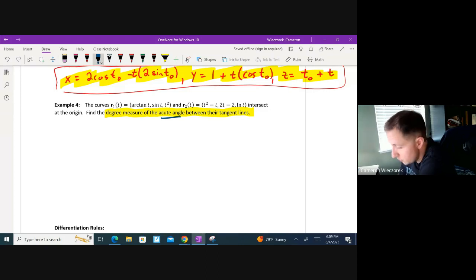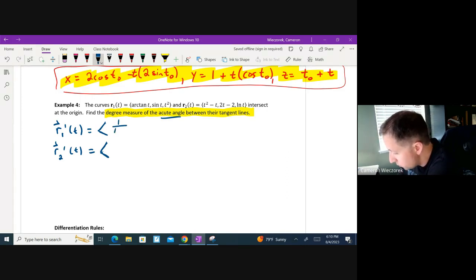We're definitely going to need some derivatives. So I'm going to get started by taking the derivative of r1. I need an expression for r1 prime and r2 prime, tangent vectors for each curve. This is a great section to review all of your derivatives as well. So make sure that you're looking at those rules from Calc 1 that I posted on Google Classroom to review your derivative rules. The derivative of arctan t would be 1 over 1 plus t squared. The derivative of sine is cosine, and the derivative of t squared would be 2t.